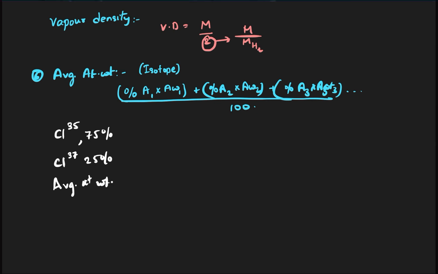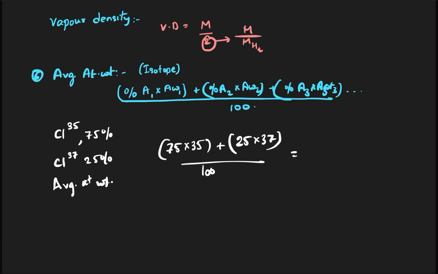Basically you take the percentage abundance of the first isotope. The percentage abundance here is 75% and 35 is the mass. So multiply 75 into 35, plus 25 into 37, which is the next one, divided by 100. When you do this, you will get 35.5. This is known as the average atomic weight. So this is how you find the average atomic weight.